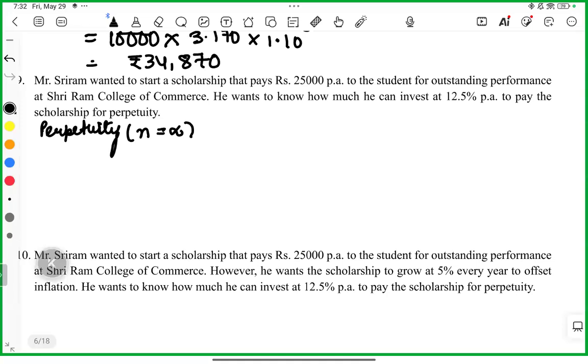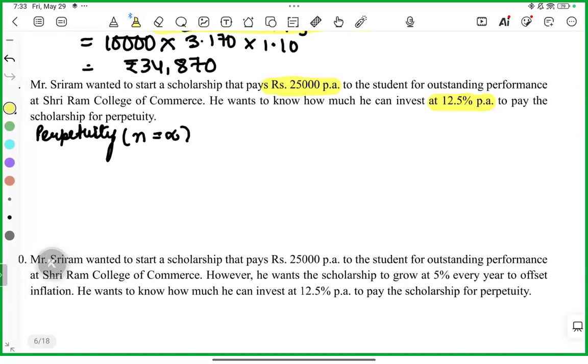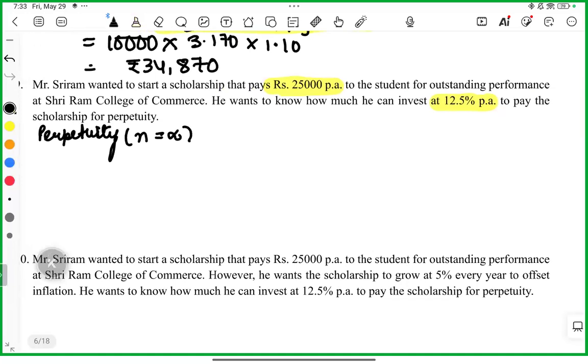Okay, so let us do one application of perpetuity. Mr. Sriram wants to start a scholarship that pays 25,000 to students for outstanding performance at Sriram College of Commerce. He wants to know how much he can invest at 12.5%. Now, you want to create a fund. The interest rate is 12.5%. Out of this interest, you want to pay 25,000 to a student as scholarship. Now, the number of years is not mentioned. It means this is an example of perpetuity.